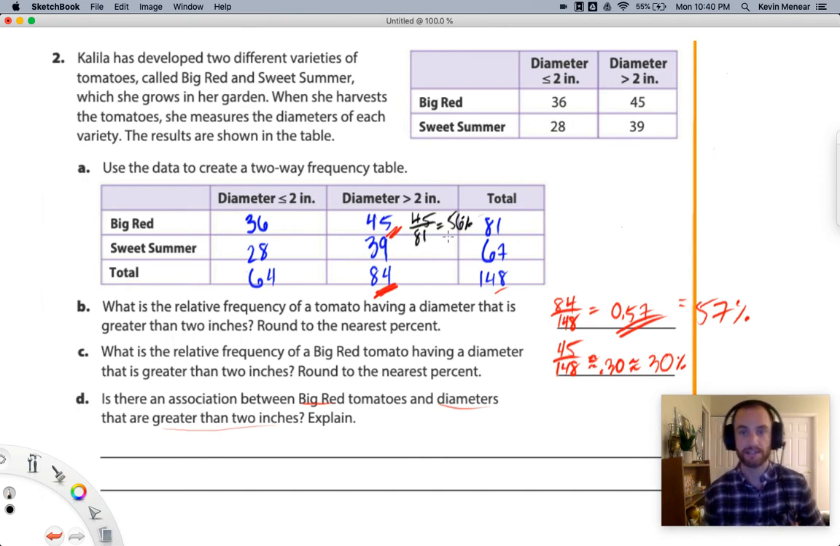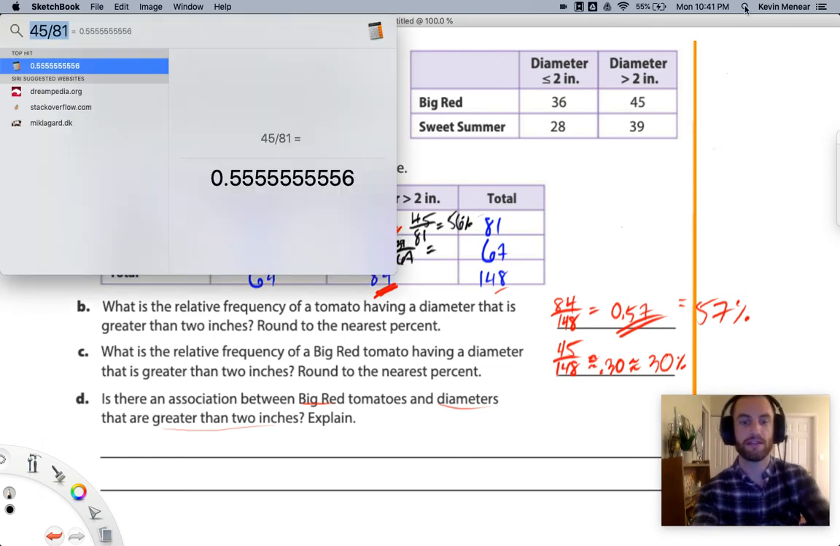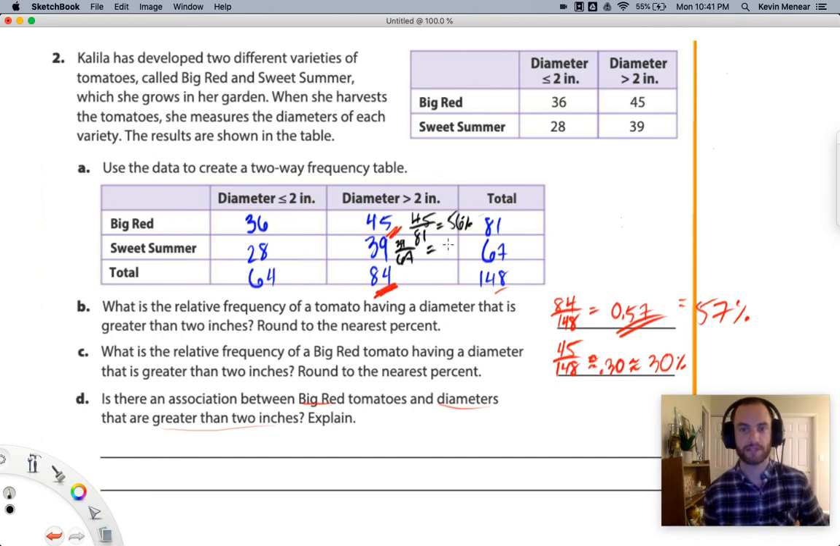Then I want to check sweet summer, because I want to see, is it the same likelihood? Is it more likely? Is it less likely? So clearly there are 39 that have a diameter of greater than 2 inches and there are 67 in total. Okay, so I'd say 39 out of 67. And I see that 58% of sweet summer tomatoes have a diameter greater than 2 inches.